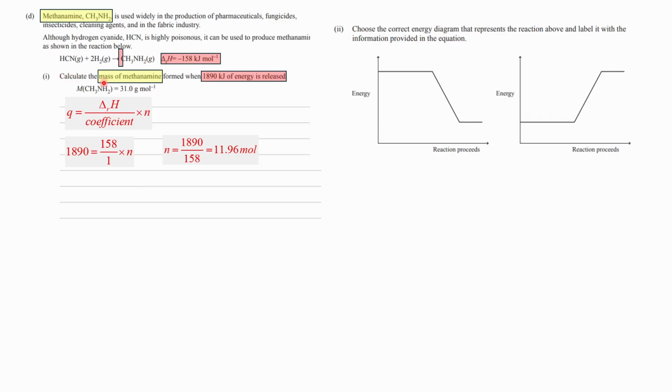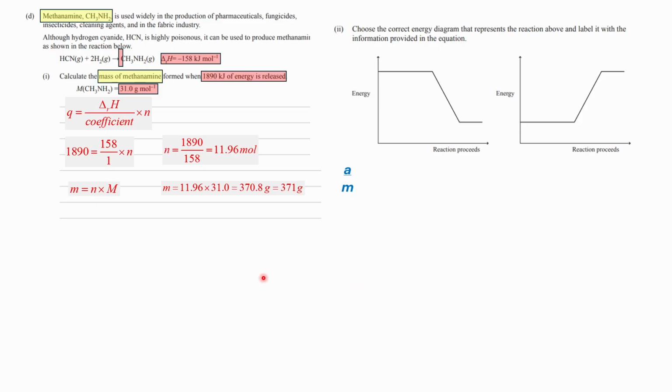Now, remember, it said the mass. So to find the mass when we know the moles, we're going to use this equation: the mass equals the moles times the molar mass. If we've done everything right, they should have told us the molar mass for methanamine, and they did. Here it is. It's 31, so we substitute the moles in here, 11.96 times 31, and we get 370.8 grams, or 371 grams, to 3 significant figures, because that's what they asked us at the start of the paper to write all of our answers to.